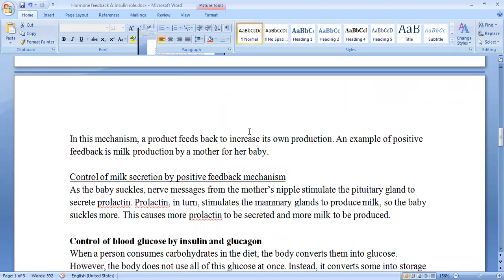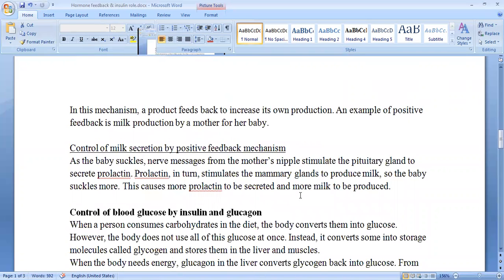An example for this kind of mechanism is the production of milk by the mother for the baby. Now what happens after childbirth? We know that oxytocin starts stimulating the release of milk from the mammary glands. As the baby is sucking the mother's breast, the milk will start coming out. As the suckling increases, there are receptors in the mammary glands, in the nipple.